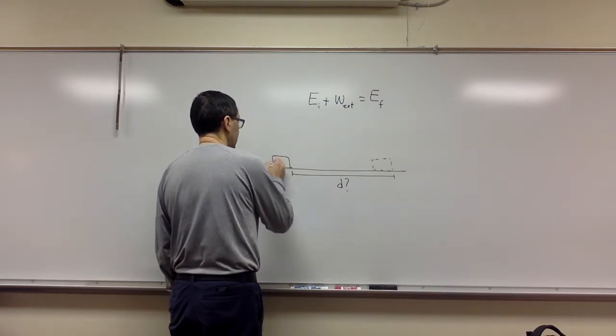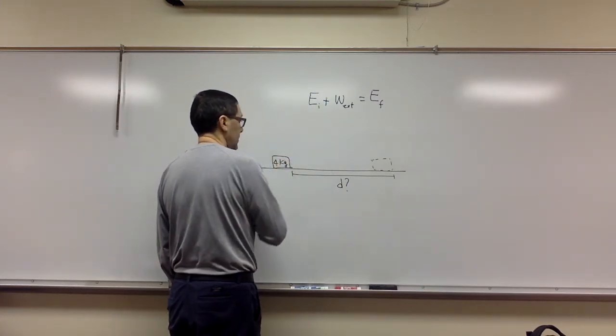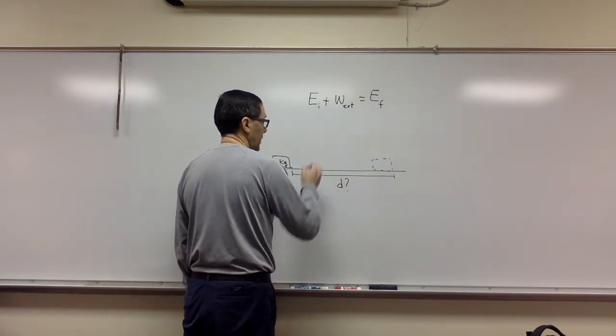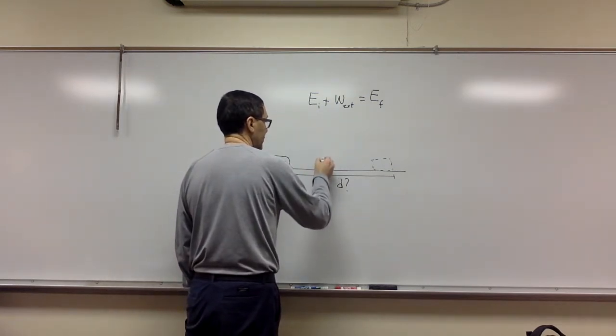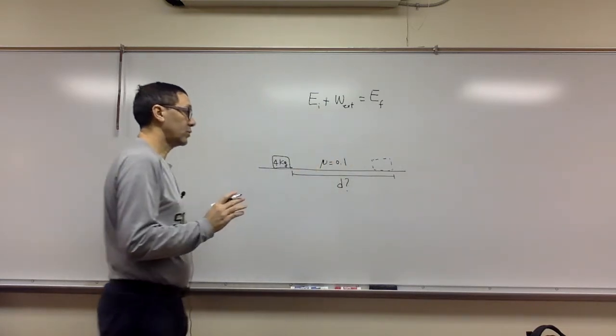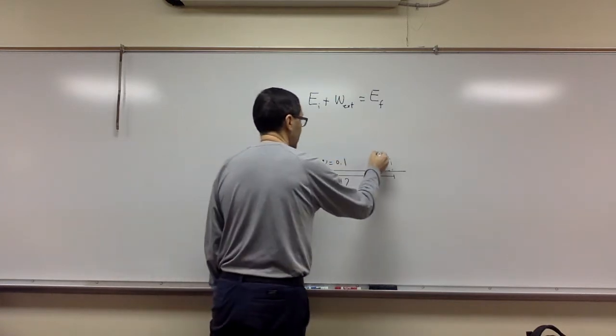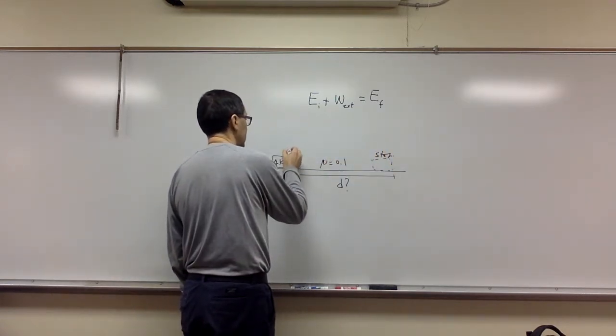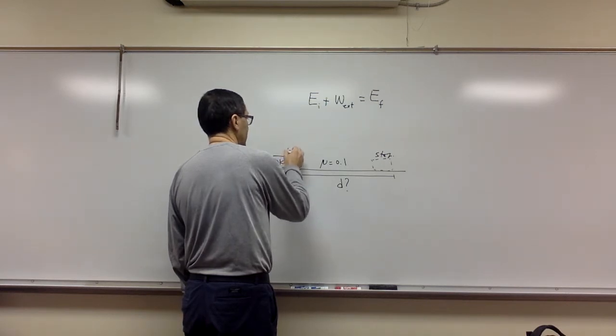So let's say this has a mass of 4 kilograms, and I'm going to say the coefficient of kinetic friction here is maybe 0.1. And that's all I have. Here it's going to stop, and initially it's moving at, let's say, 10 meters per second.